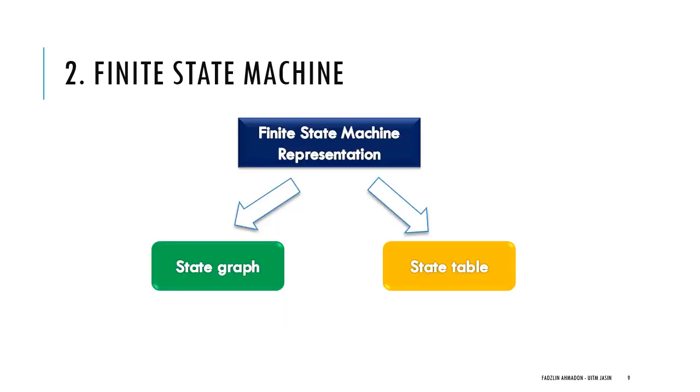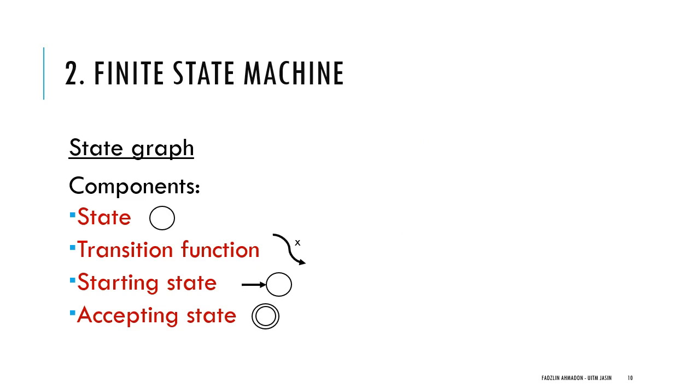There are two ways to represent a finite state machine. The first one is a state graph and the second one is a state table. Here are the components of a state graph. First, the state will be represented by a circle. A transition function will be represented by an arrow with an input symbol on top of it. The starting state is represented by the state with an incoming arrow, and the accepting state is represented by a circle with a smaller circle inside of it.